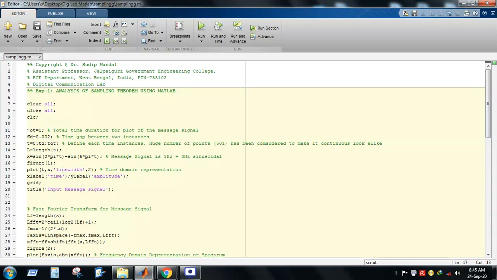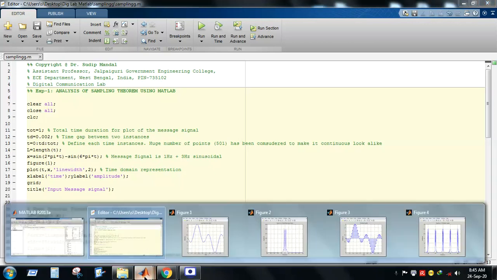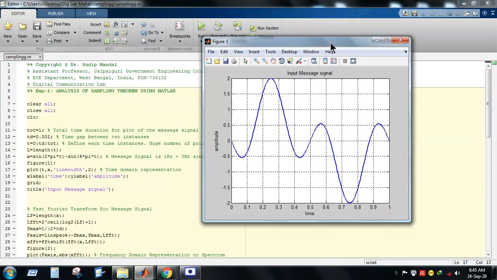Now let's see. This is TOT. TOT means, as we already defined it, the total time duration for the plot of the message signal. That means if this is the message signal, you can see that the time duration is from 0 to 1. So the maximum time duration is defined by TOT. Next one is TD, the time gap between two instants.